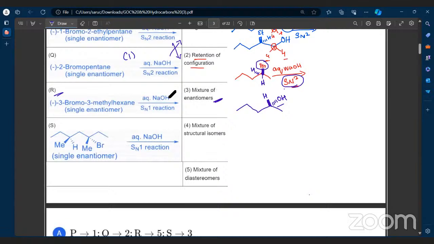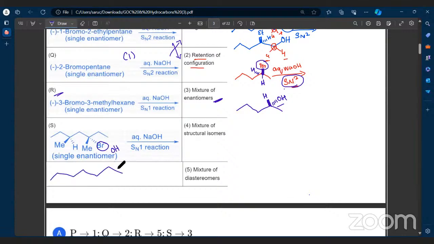And when you take the fourth compound and put aqueous NaOH, what would be the product you'll be getting? You'll be getting one OH over here with the same configuration, and the other one would be the mixture, right?